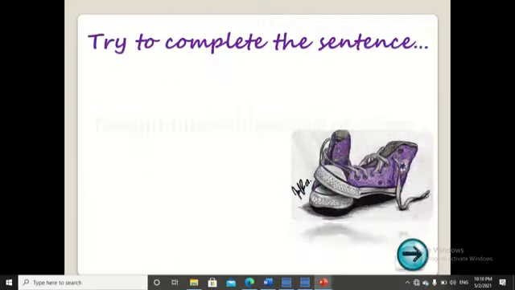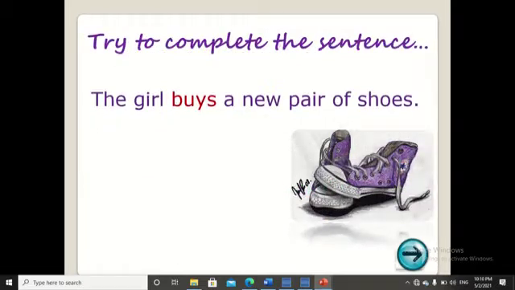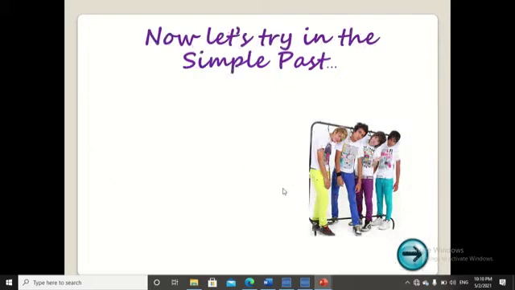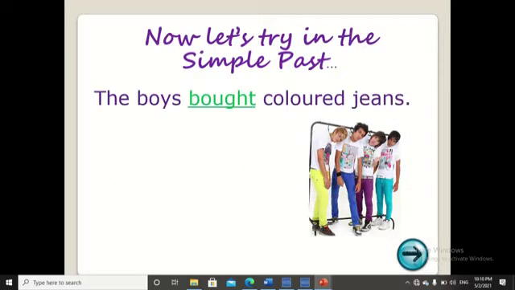Of course, we gave this example about the present simple. The girl buys a new pair of shoes. A new pair of shoes is bought. Buys is bought. What about the past simple, which is our lesson today? The boys bought colored jeans.